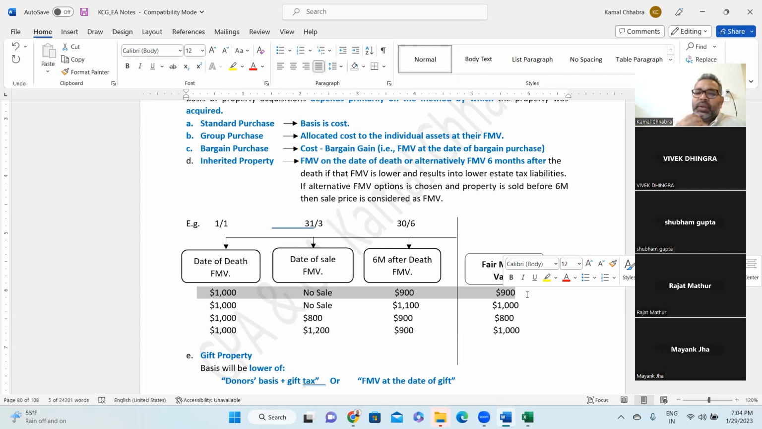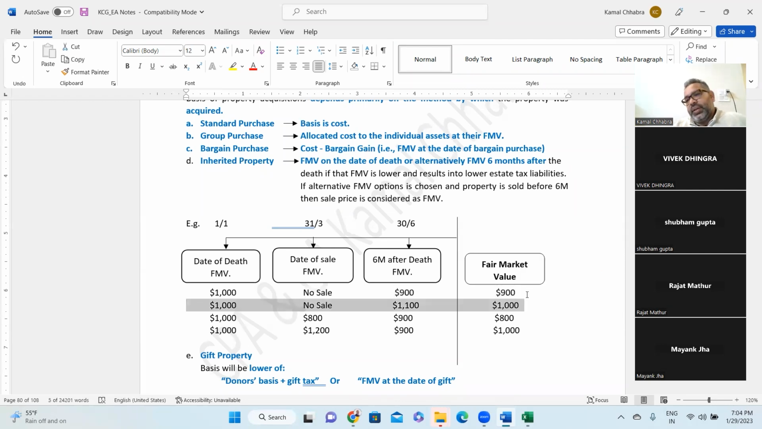$900, right? Now let's jump into the second scenario. Fair market value is the same on the date of death, $1,000, and your client has chosen not to sell it, but the fair market value after 6 months has increased to $1,100. So what will you choose? 1,000 or 1,100? 1,000, which is less, so that you need to pay less estate taxes, right?